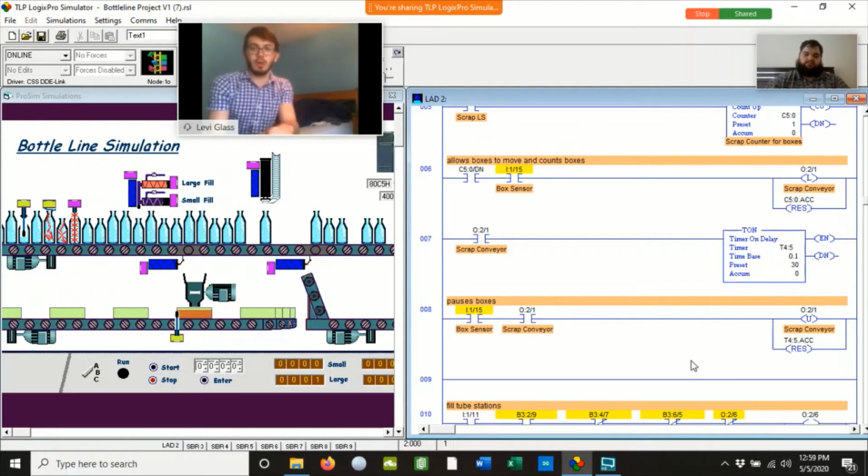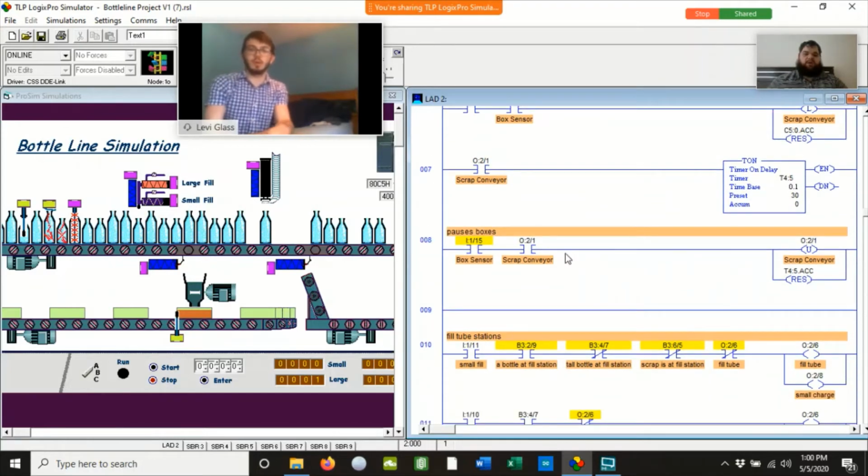It'll reset the counter above it, but that has to be unlatched by a condition, which turns on if the scrap conveyor is on for so much time, according to this timer on delay, and if the box sensor is set up the right way, it should unlatch whenever the next box is in place. And our next station is the fill tube station, which I'll hand over to Stephen unless he wants to make any more comments about the boxes.